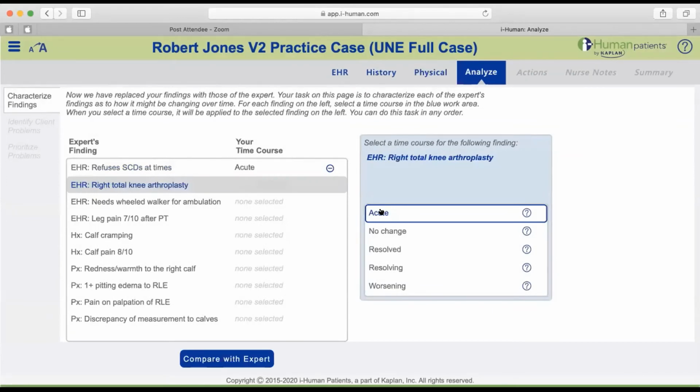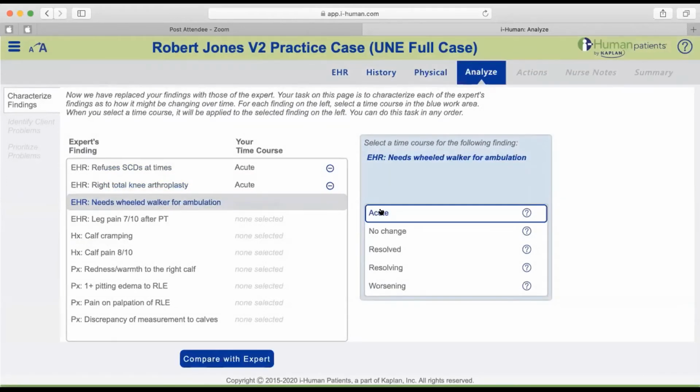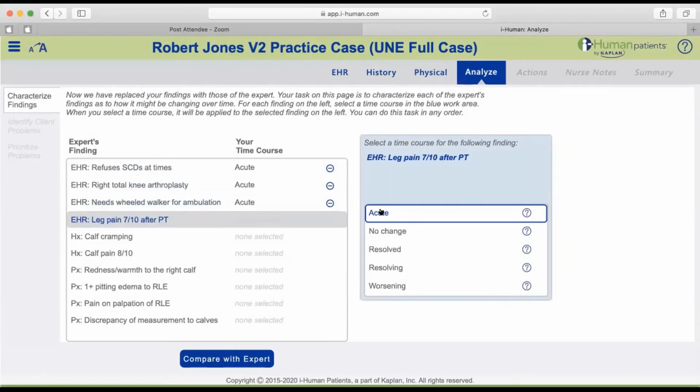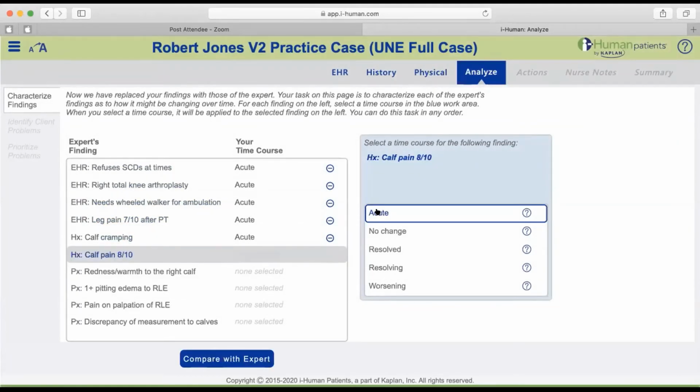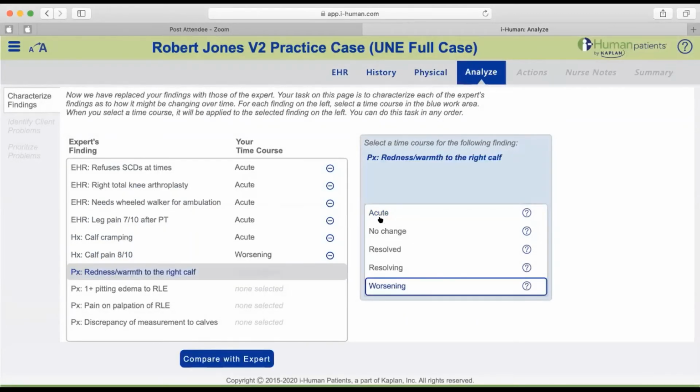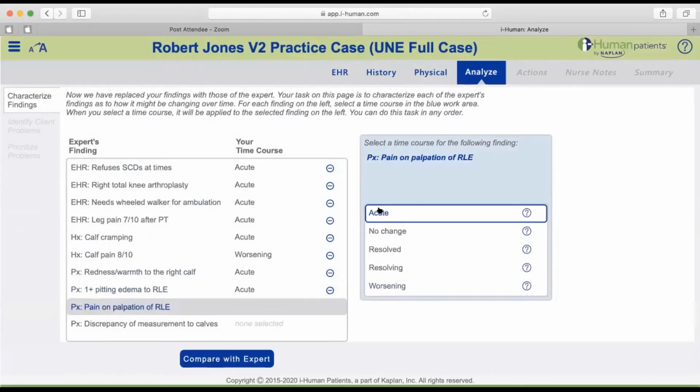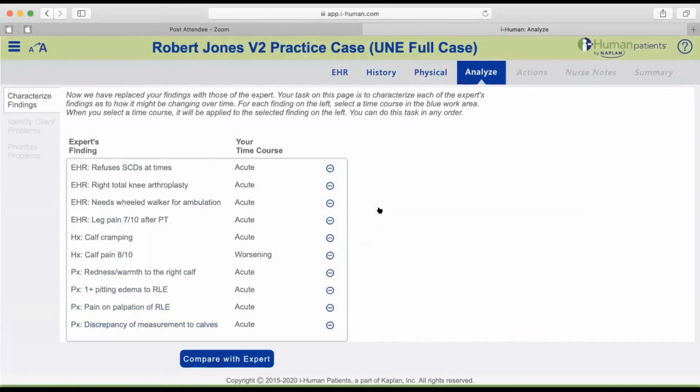A right knee arthroplasty, well, that's why he's here. Needs a walker. Leg pain, that's acute, leg cramping. But here the leg pain that I find in the history is 8 out of 10. I compare that to the electronic health record, 7 out of 10. So this one's worsening. My physical findings were actually all new in terms of redness and warmth, edema, pain, and then a discrepancy in the measurement. So those are all acute.